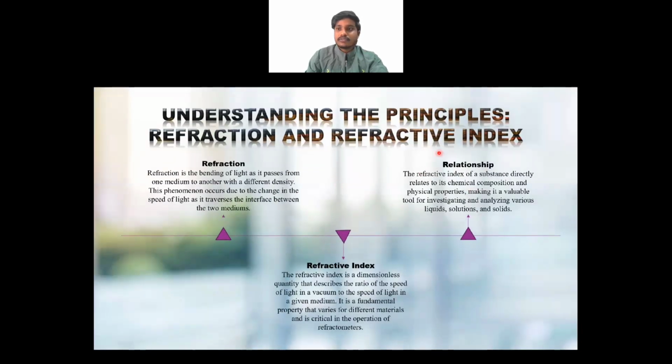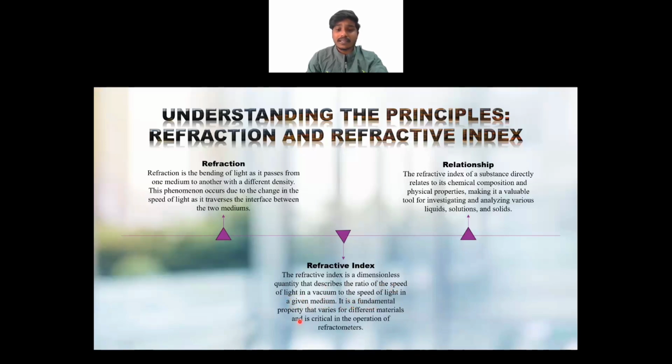Let's see what the principles involved in these are. Firstly, refraction. Refraction is the bending of light as it passes from one medium to another with a different density. This phenomenon occurs due to the change in the speed of light as it traverses the interface between the two mediums. And next, refractive index. Refractive index is a dimensionless quantity that describes the ratio of the speed of light in a vacuum to the speed of light in a given medium.